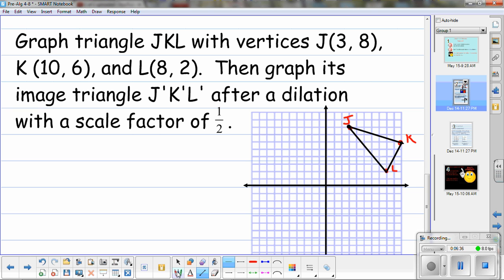All right, next it wants you to graph its image after a dilation with a scale factor of 1/2. A scale factor of 1/2 means we're going to take all of these coordinates and multiply both the x and y value by 1/2. So J prime, use a different color here, J prime is going to be to take these coordinates and multiply them by 1/2. So 3 times 1/2 is 1.5.